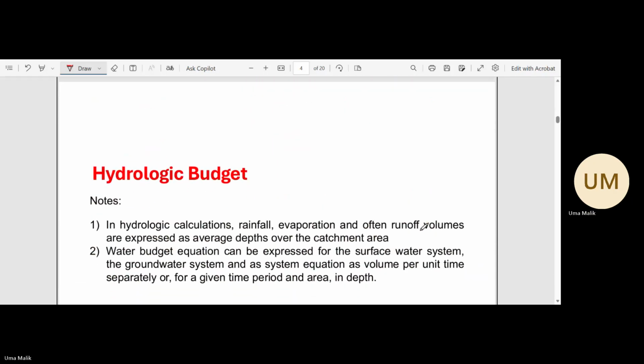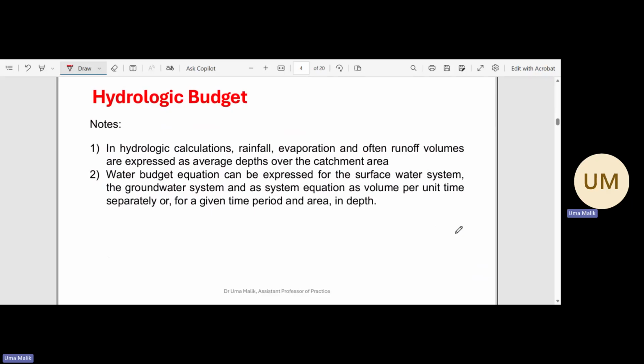Now, what would be the units of this equation? Please read this carefully. In hydrologic calculations, rainfall, evaporation, and often runoff volumes are expressed as average depths over the catchment area. When they are expressed as average depths, it means they are expressed in centimeters, inches, feet, etc.